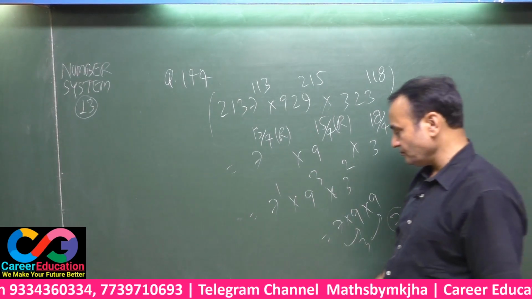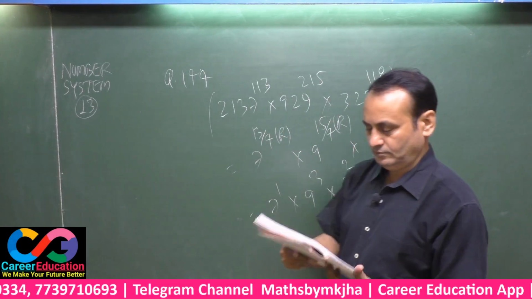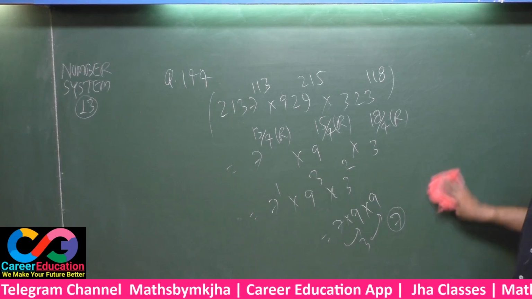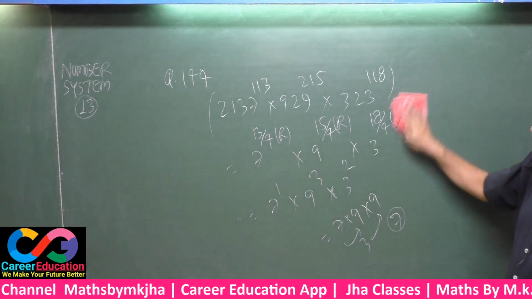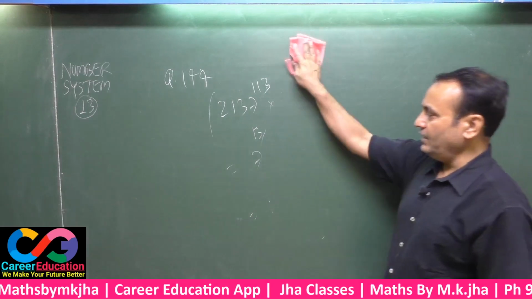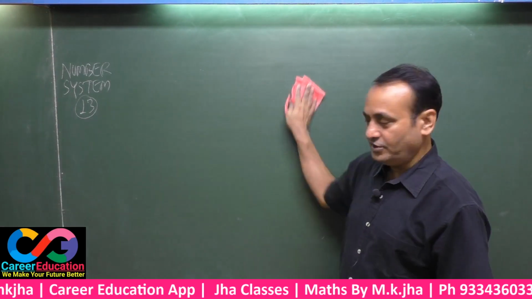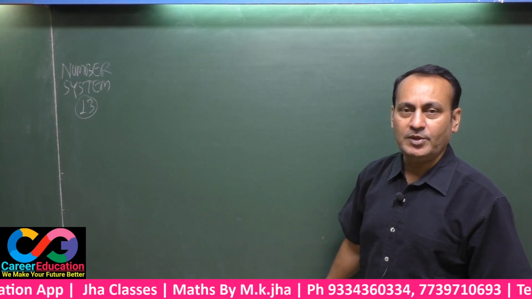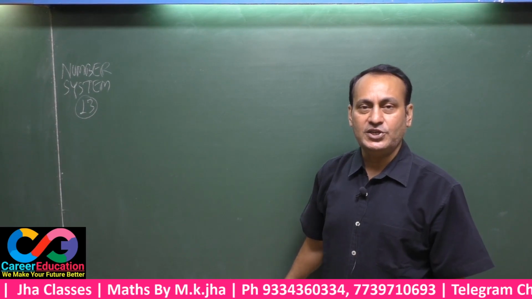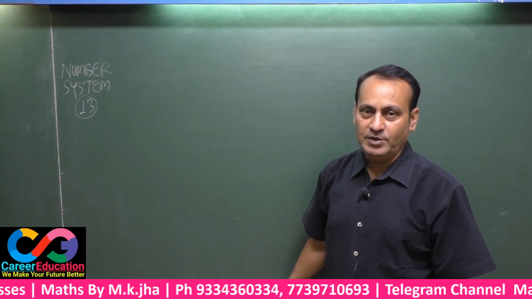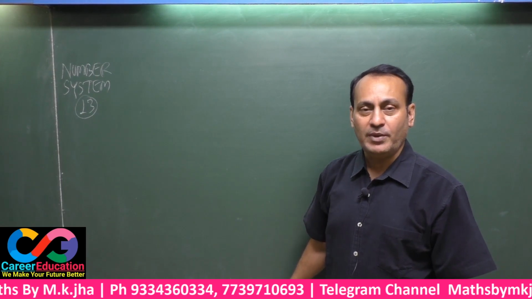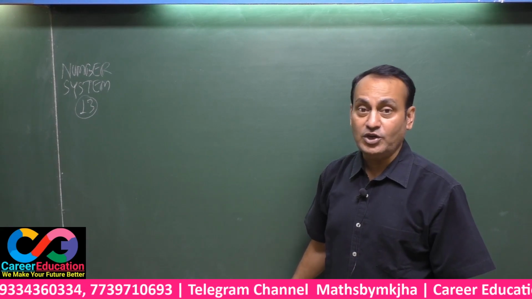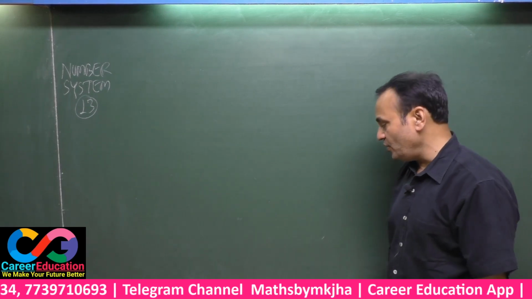Note down. In such questions, you divide the given power by 4 and get the remainder, then calculate it. But if the unit of your base is 1, without any calculation, unit will be 1. If the unit of your base is 0, without any calculation, unit will be 0. If the unit of your base is 5, without any calculation, unit will be 5. If the unit of your base is 6, without any calculation, the unit will be 6.